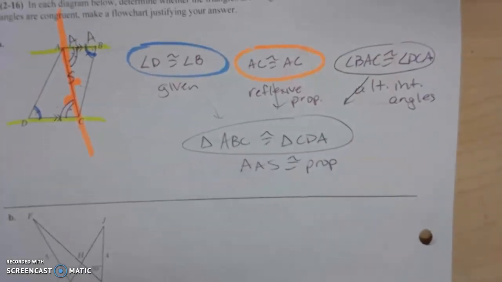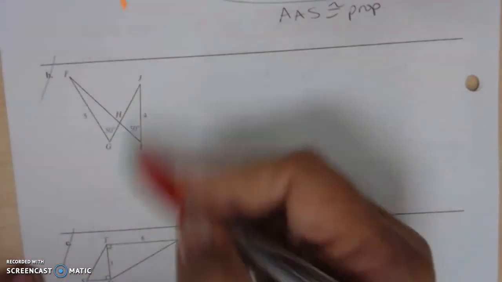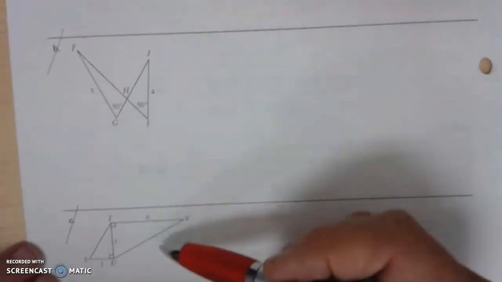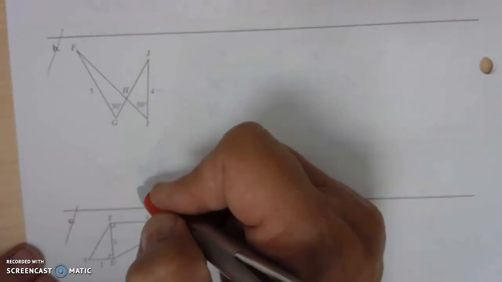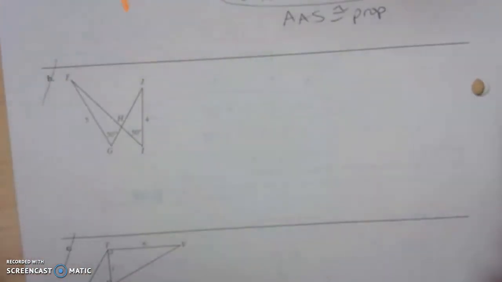All right, now we're not going to do these two because there's not enough information. This actually goes to similar triangles and not congruent triangles. So I'm just going to stop right here with this one. We're not going to do these two. But that is kind of the end of the packet.